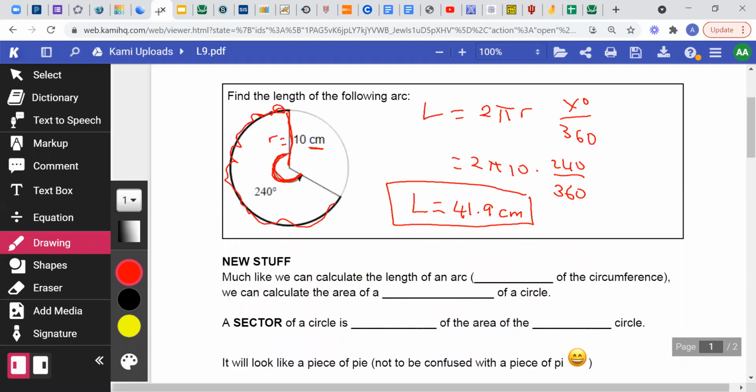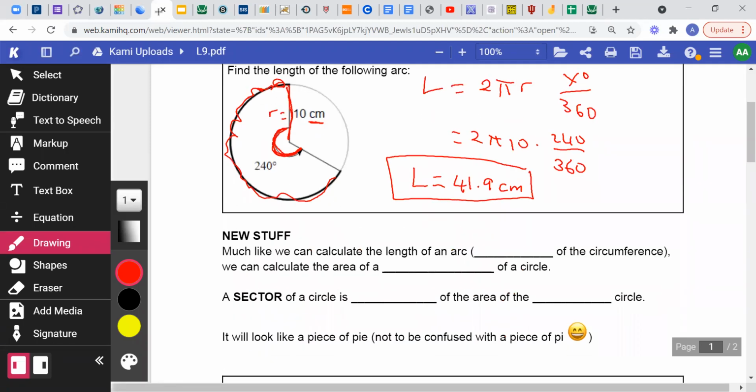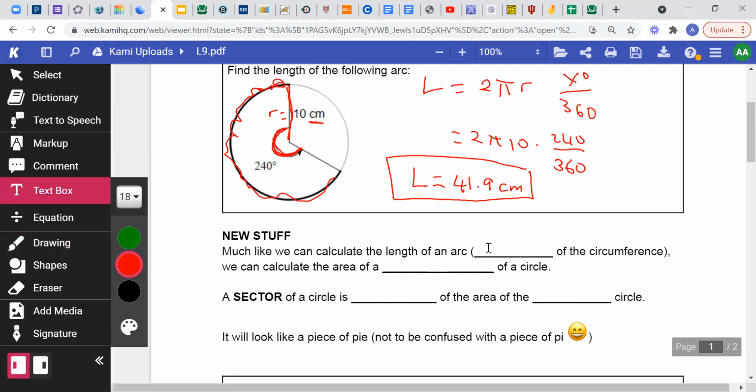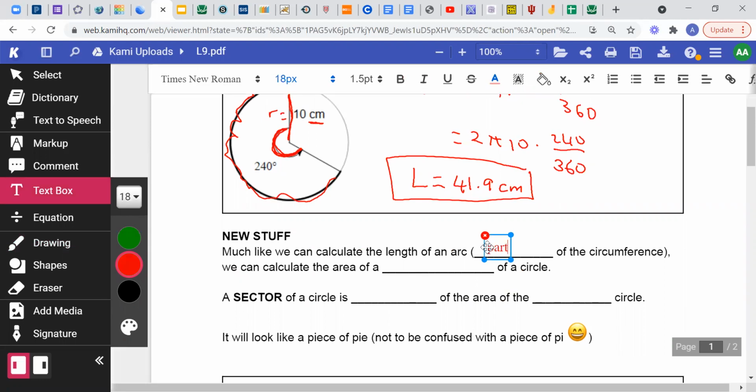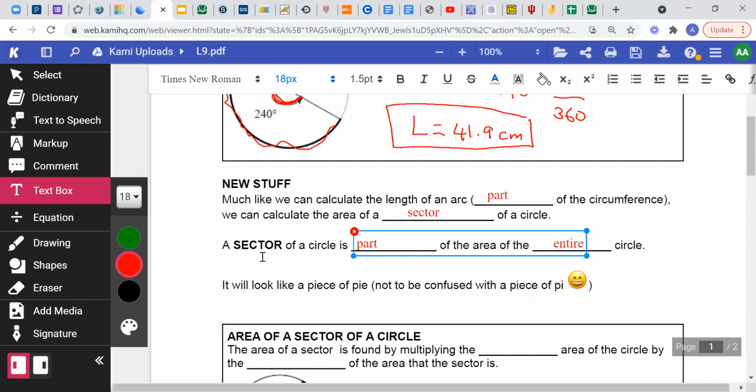But today, the new thing to learn is that for the arc length of a circle, we usually take part of the circumference. So here too, we're going to do the same thing by calculating the sector of a circle. The sector of a circle is just a part of the area of the entire circle. We're going to see everything when we start doing the exercises, okay?